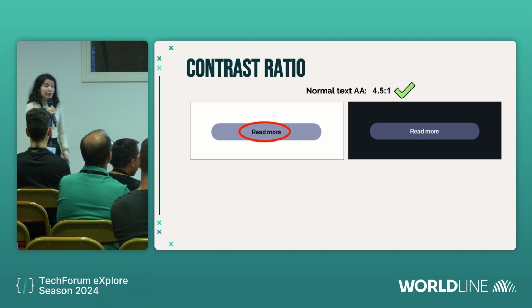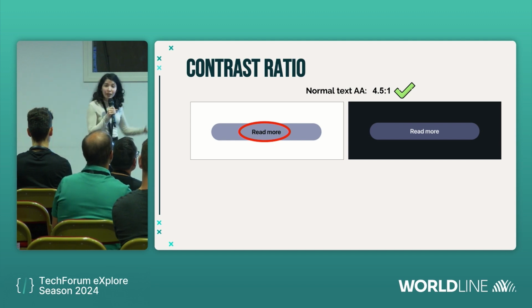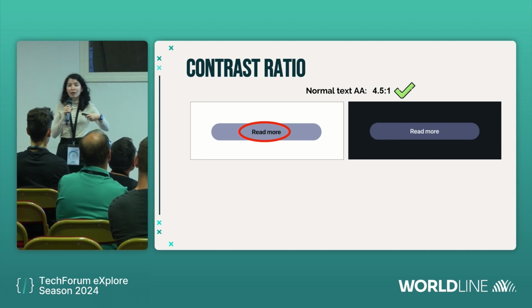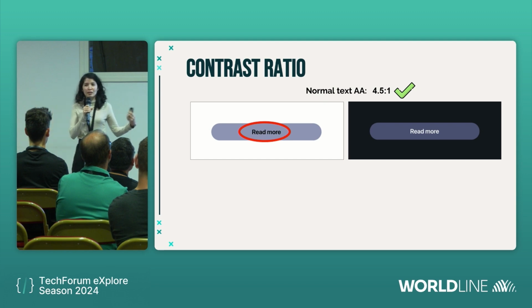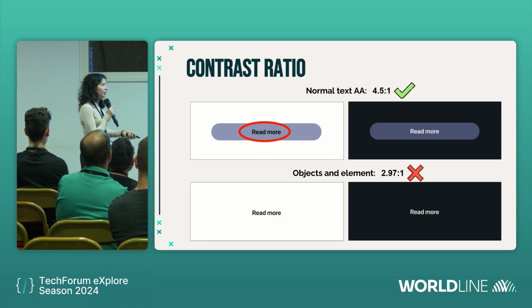Now, another topic. And here, I will give you a good example. This is a button, a read more button. And as you can see, you are actually compliant because the contrast of the text is passing accessibility with a shape. But what happens if we take it a little bit further? This is what your users are going to see.